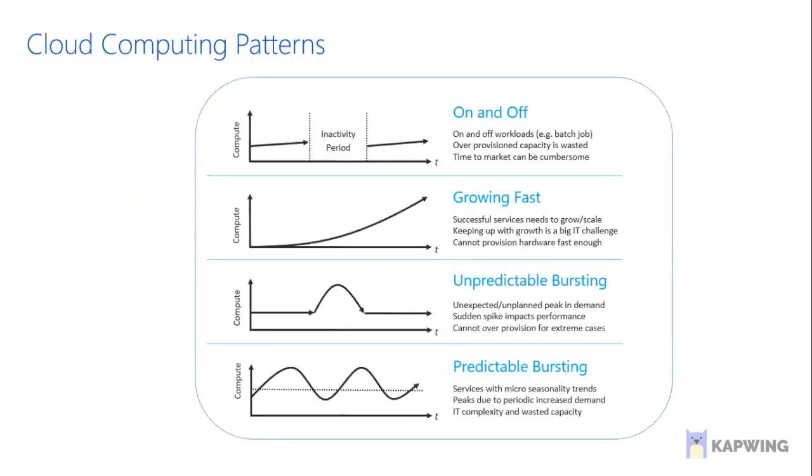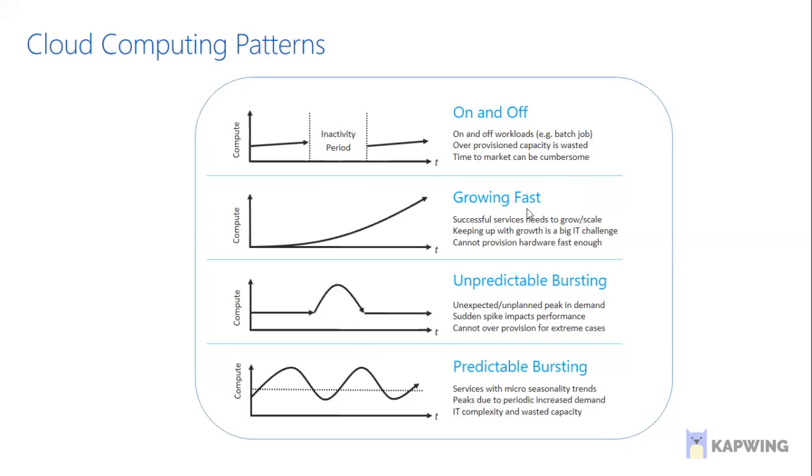Okay, what is actually the cloud computing pattern? What is the compute inactivity period? That is when it is on and off. An on and off workload is an example of a batch job. Over-provisioned capacity is wasted, and time to market can be consumed when the workload is on and off. So this is a batch job, and it is an inactivity period.